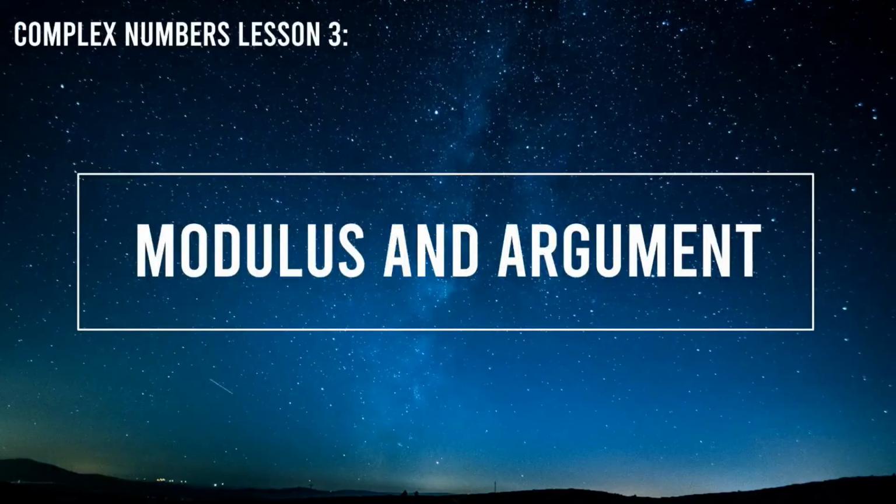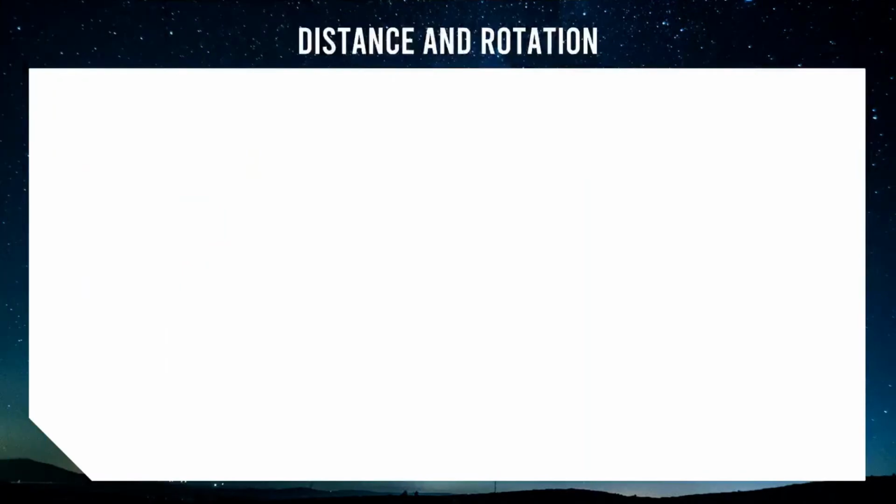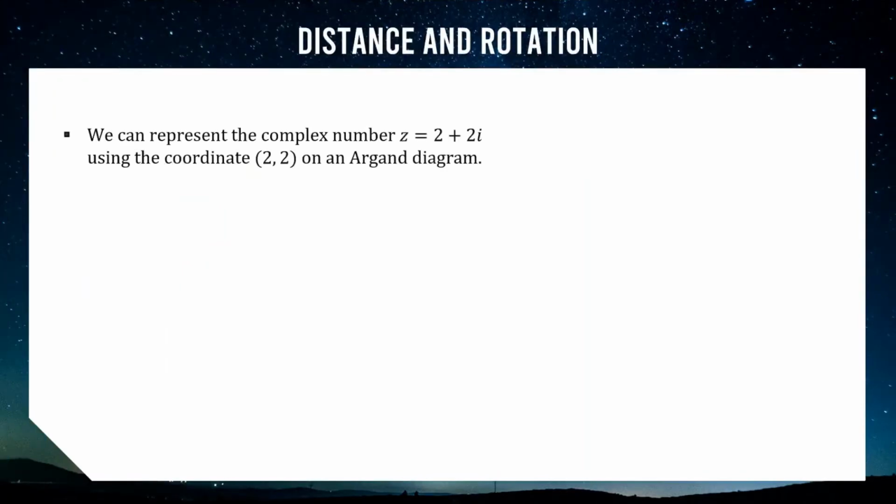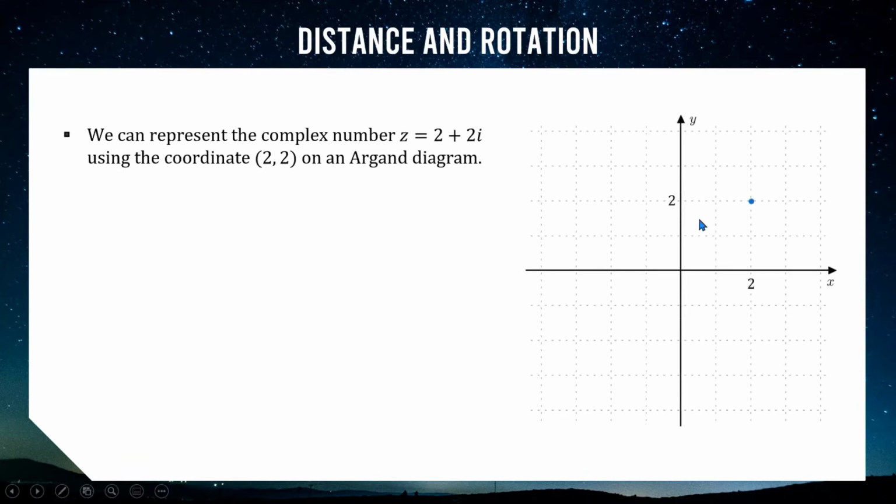Okay, for our third lesson in complex numbers, we're looking at modulus and argument. Okay, so last week we saw how complex numbers can be represented as coordinates using Argand diagrams. So for an example, this dot right here is (2, 2), representing the complex number 2 plus 2i. It's got 2 on the reals and 2 on the imaginary axis.